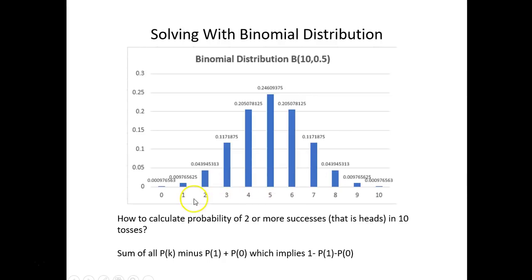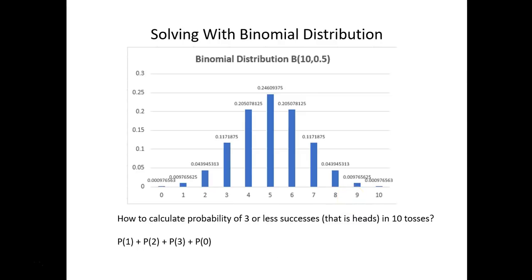Instead of doing that, I know that the sum of all these probabilities is 1. So 1 minus this plus this will give me the sum of all these. So I basically subtract P1 and P0 from 1, that is this and this from 1, and I'll get the probability of 2 or more heads. So that's my answer. I'll quickly move on to the next question.